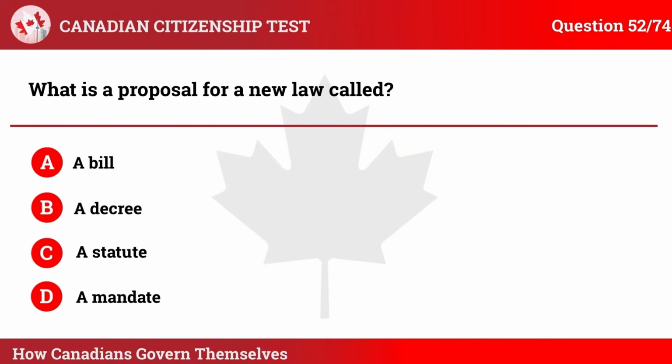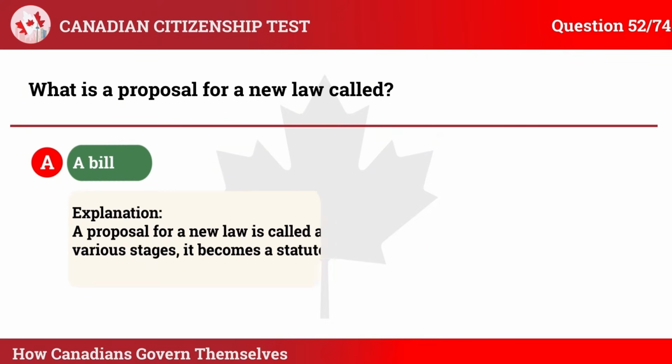The correct answer is A. A bill. Explanation: A proposal for a new law is called a bill. Once approved through various stages, it becomes a statute or law.